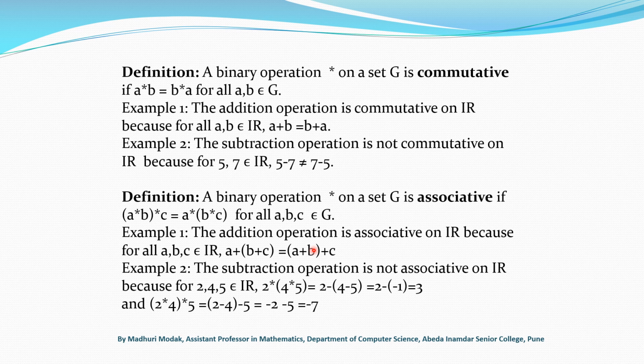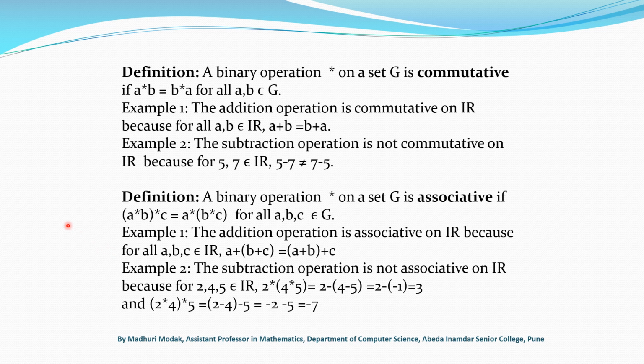Now, the subtraction operation is not associative on R. As we are saying here, it is not associative. It is enough to give one counter example for which the subtraction operation is not associative. Now, consider some real numbers, say 2, 4, 5. Here we find LHS and RHS separately. First see RHS. So A, B, C are respectively 2, 4, 5. So 2 star (4 star 5) is equal to 2 minus (4 minus 5). So it will be 2 minus minus 1, which is 3.